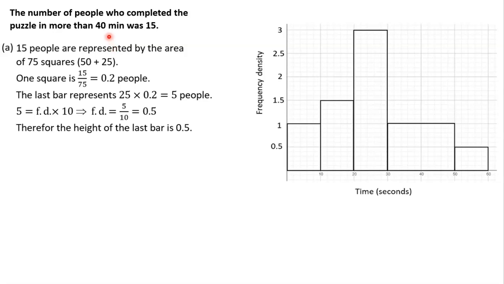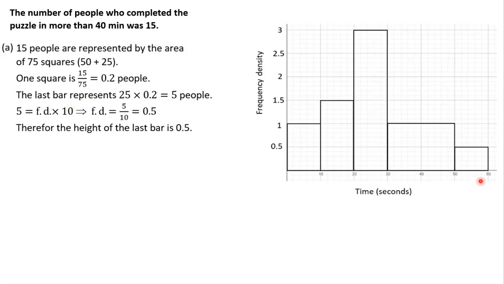So more than 40 minutes was 15 people. See, 40 minutes is here. So we have to calculate how many squares there are. In the last bar, it's 5 times 5, 25 small squares, and in the second half of this bar here, base is 5, height is 10, so this is 50. So altogether there are 75 squares in 40 minutes or more. And if we divide 15 by 75, we can see that each square represents 0.2 people.